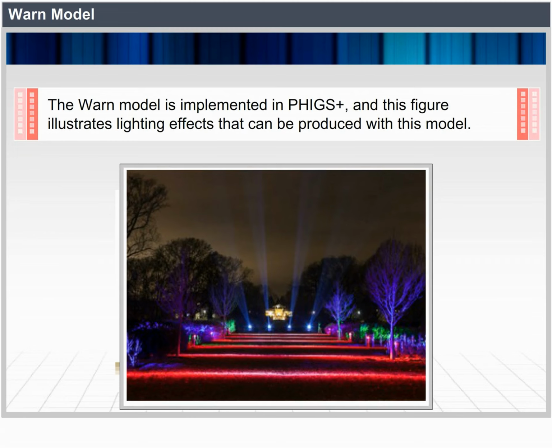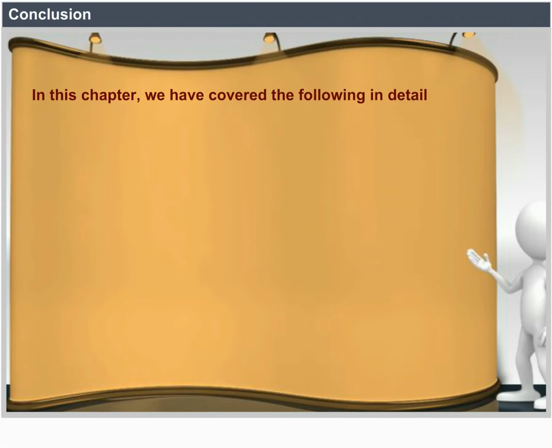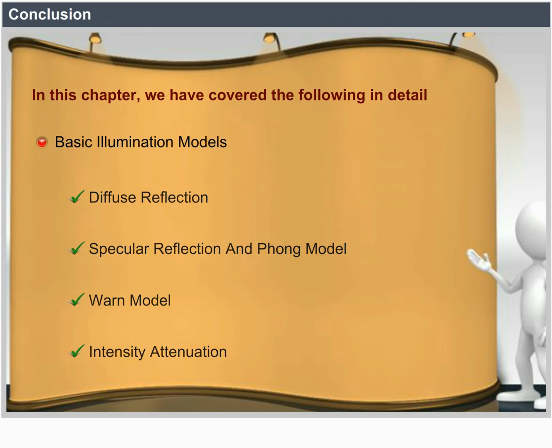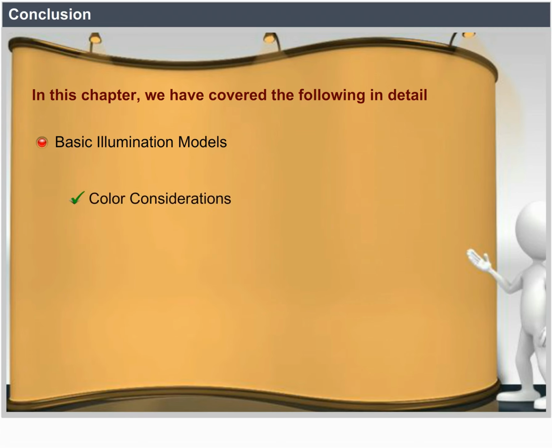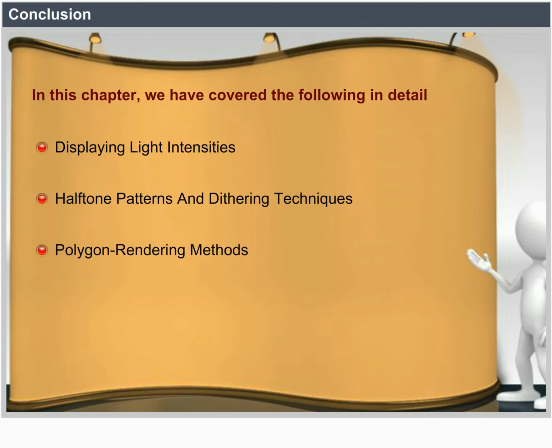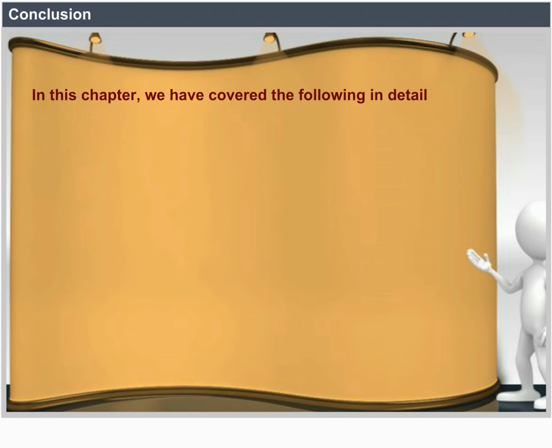Conclusion. In this chapter, we have covered the following in detail: basic illumination models, diffuse reflection, specular reflection and Phong model, Warn model, intensity attenuation, color considerations, transparency, shadows, displaying light intensities, halftone patterns and dithering techniques, polygon rendering methods, Gouraud shading, Phong shading, ray tracing methods, problems with interpolated shading, bump mapping.